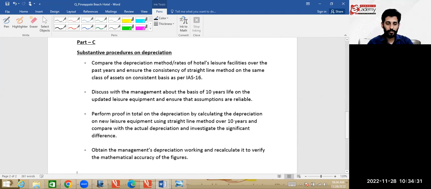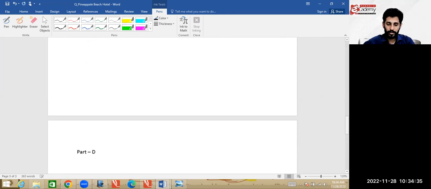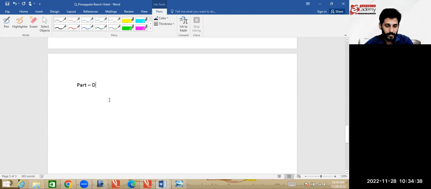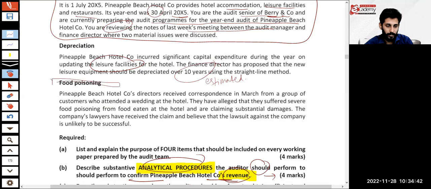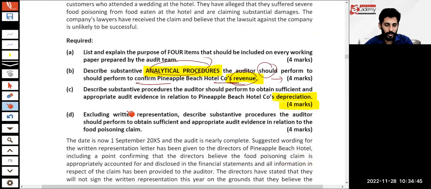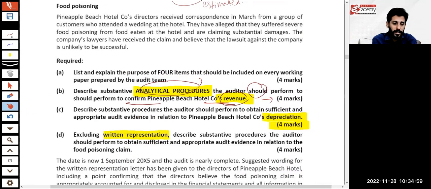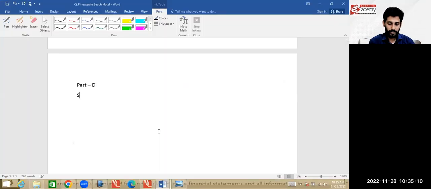All right, now let's move on to part D. Part D is on the food poisoning. We should read out the requirement, that is excluding written representation. You all know that written representation is taking the written statement from the management. Now the question is expressly saying excluding the written representation, describe the substantive procedures the auditor should perform to obtain sufficient and appropriate audit evidence in relation to the food poisoning claim.